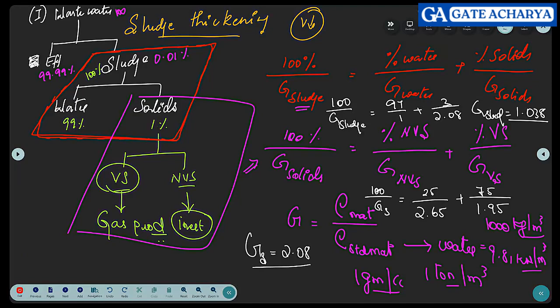1.038. So if we convert it to density, density of sludge is equal to specific gravity of sludge into 1 gram per cc, which is the density of water. How much do we get? 1.038 gram per cc. There is no confusion in this. Clear?